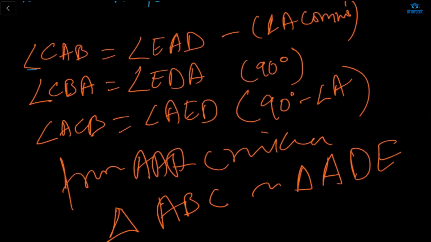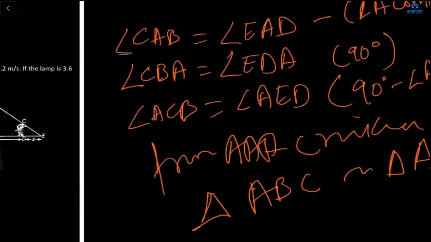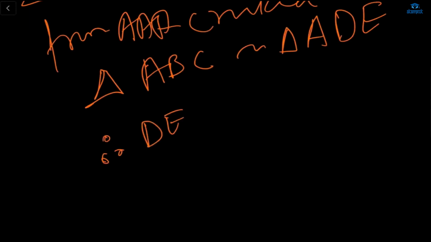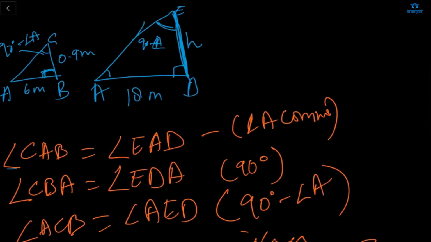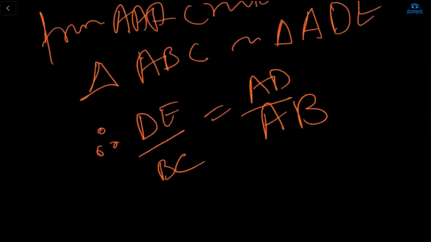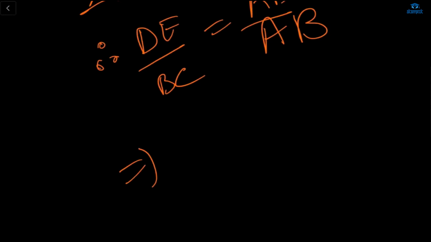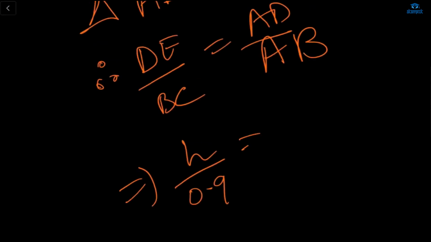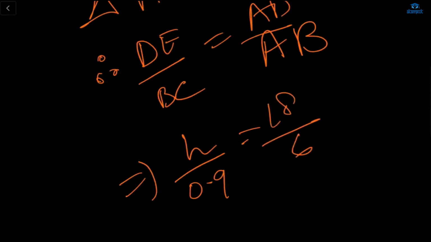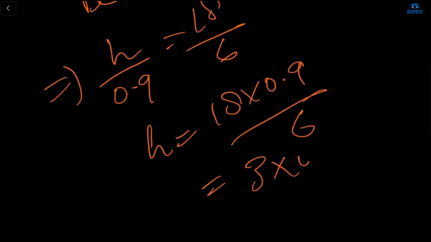Now, which sides? Because we already know three sides, we are choosing in that way only. See in the figure, AB and BD value we know, or you can say AB and AD value we know, BC value we know. So h only we need to find out. So how can we choose? We can choose DE by BC, so DE by BC is equal to AD by AB, since the corresponding sides of similar triangles are proportional. So DE is h, BC is 0.9, AD is 18 meter and AB is 6. So from here, you'll get the value of h as 18 multiplied by 0.9 divided by 6. 3 into 0.9, that is 2.7.